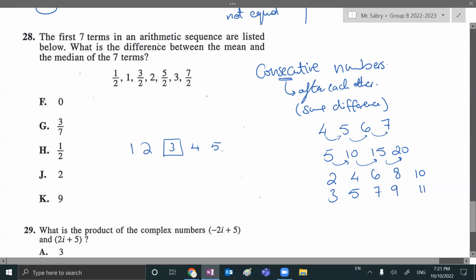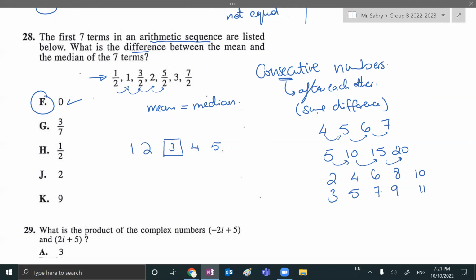When you are told here that this is an arithmetic sequence, then this says that the difference between each term and the next one is the same. So that means that these are consecutive. So that means that the mean and the median are equal to each other. So if they asked what's the difference between the mean and the median, it's definitely 0 without calculating the mean or the median or anything. It's just because they're consecutive, then their mean and median must be the same.